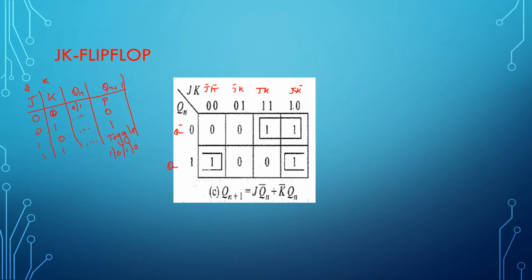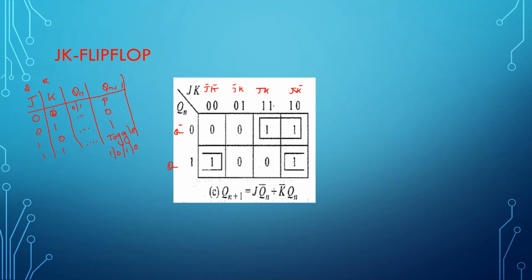If it is 1 and 0, J is 1. It has to set. So if it is 0 here, it will become 1. It will be setting. Similarly, if it is 0, 0, the same data will be written here. Whatever data is here, the same will be written here. If it is 0, 1, it should become 0. If it is 1 and 1, it has to toggle.